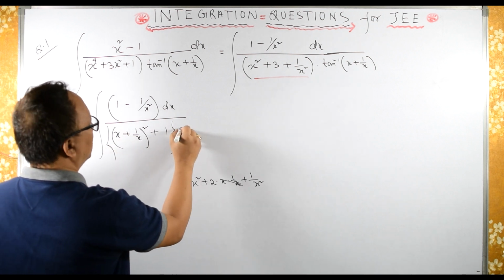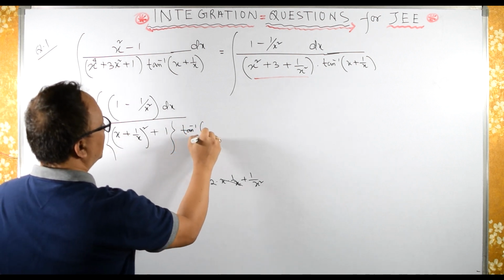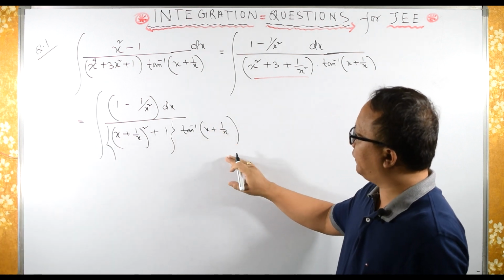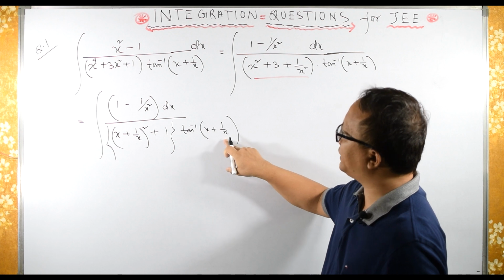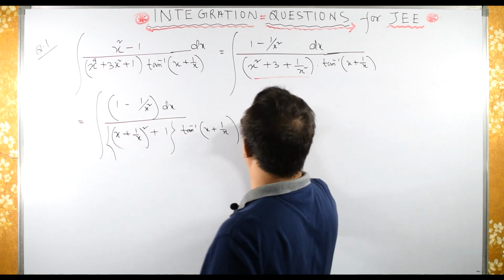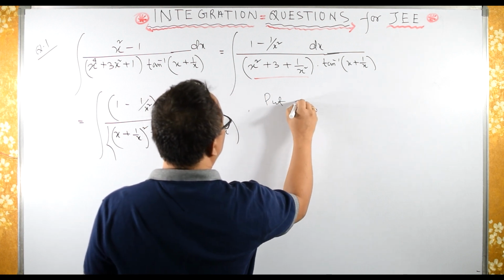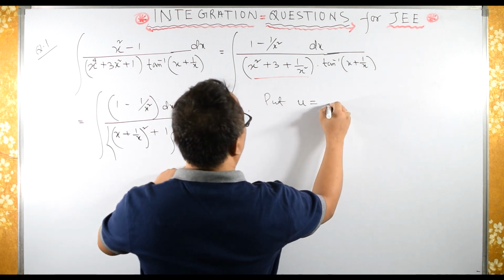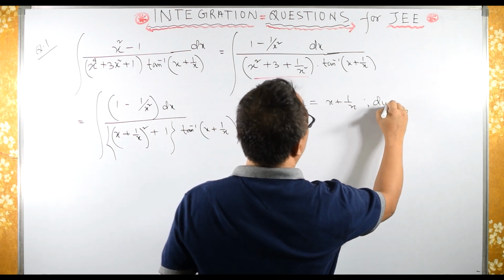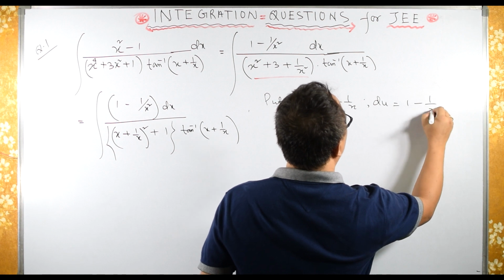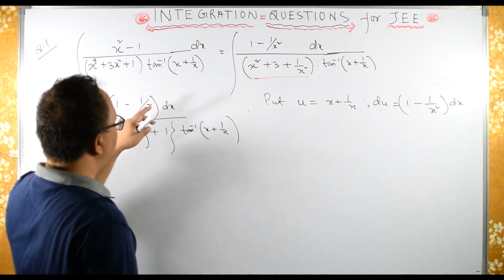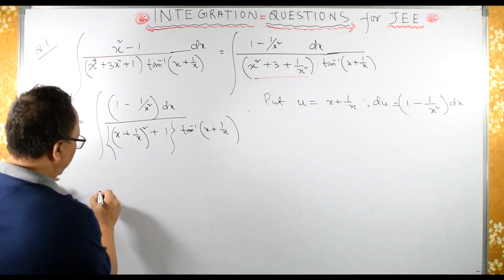Into tan inverse (x plus 1 by x). Now here if I substitute this x plus 1 by x as u, then I will be getting du. Okay, now let's substitute u equals x plus 1 by x, then my du equals (1 minus 1 by x square) into dx. So this whole thing becomes my du.